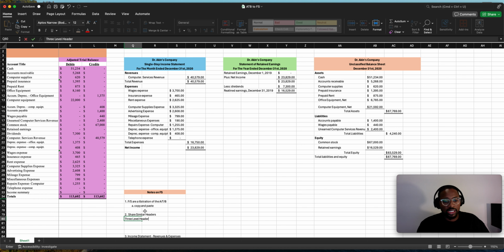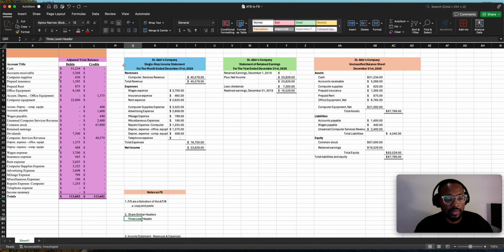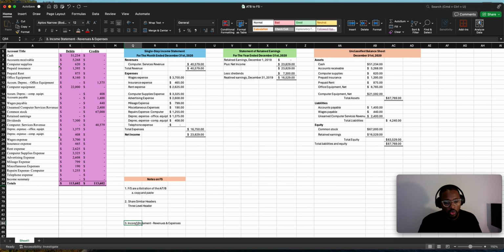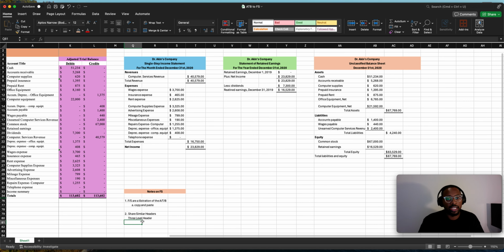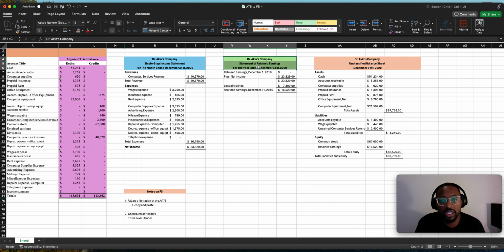Okay, so you just got to remember this. Again, that's why I said the hard work in the financial statements is really just memory and committing this stuff to memory. But yes, okay, cool. So three-level header, and that's what you see here. These are the three-level headers.